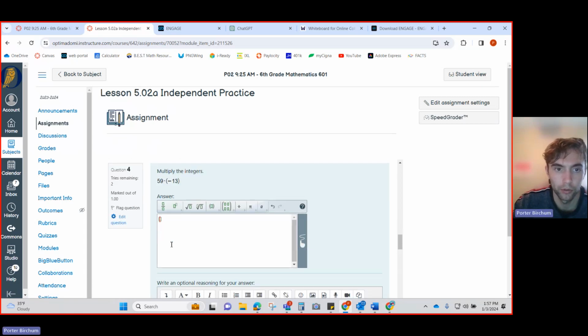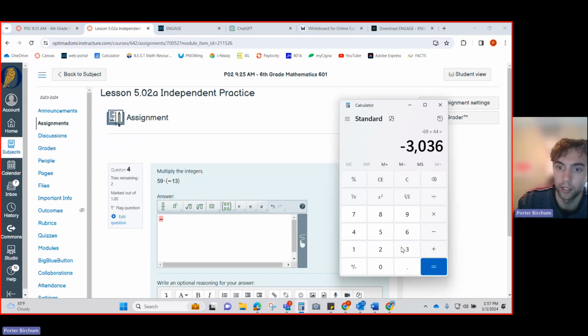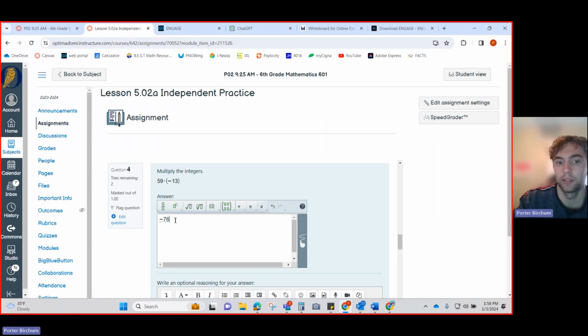Correct. Question 4, multiply the integers. 59 times -13. I know my answer is going to be negative because there's one negative in the question. There's not two negatives, there's only one negative. 59 times -13, negative, oh, look at that. I was right. If there's one negative in the question, the answer will be negative. -767.